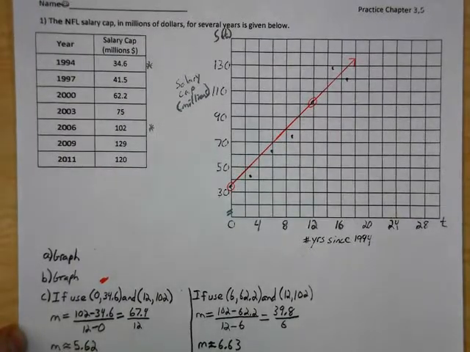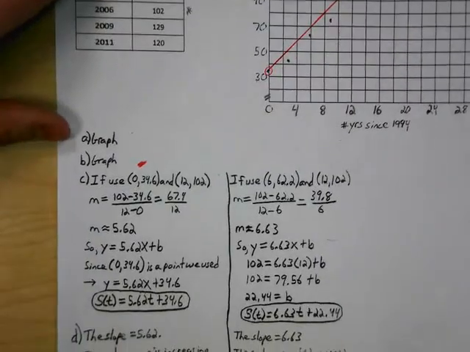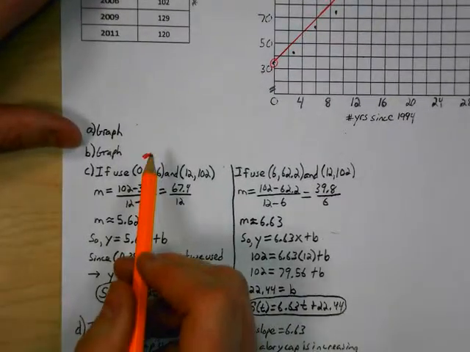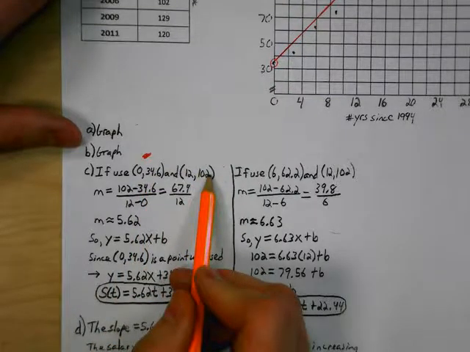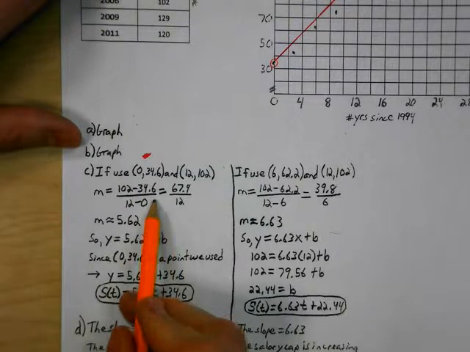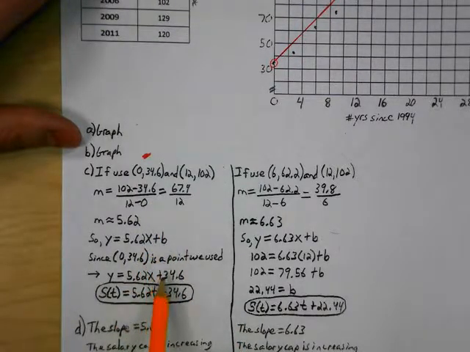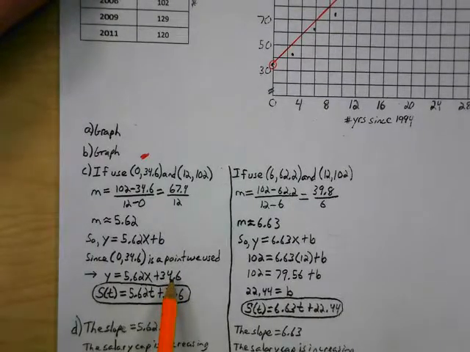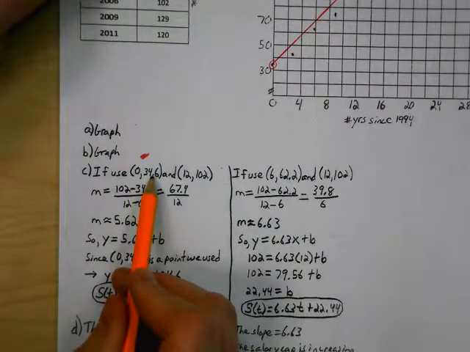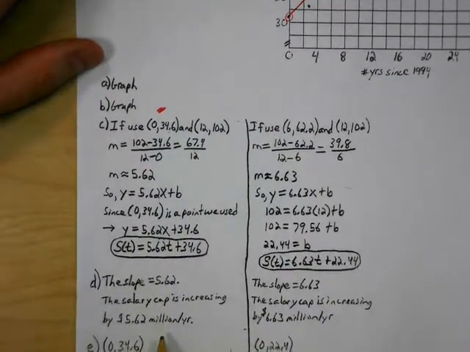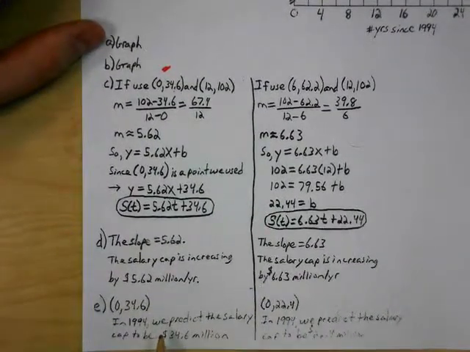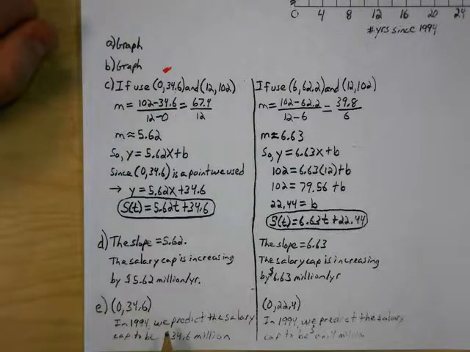And on the answer key, you're going to see all the work based on that linear model here, if I use the points (0, 34.6) and (12, 102). So I found the slope between those points, found the linear model, and what's easiest about this is that because you have (0, 34.6), you can plug that right in for the b value, and there's not much work for that. So that's the most convenient one we used. And then I go on and explain what the slope means, and then what the vertical intercept means.